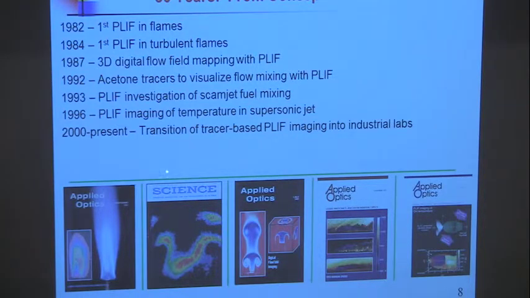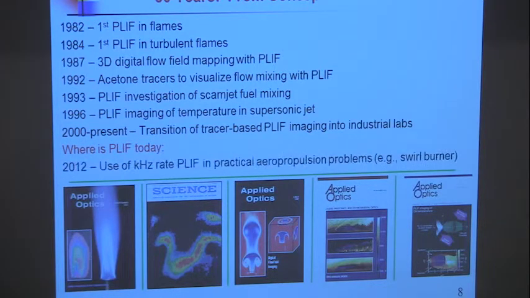What's happened since then is that we've seen a kind of explosion of people using PLIF, especially with tracers, to look at mixing of fuel jets in industrial laboratories. Where is it today? The real trend is to use really high-speed PLIF, kilohertz rate PLIF, so you can look at transients and dynamics of combustors, for example, swirl combustors. What's the problem? Well, you need a laser that can pulse at kilohertz rates, which means it's not the usual YAG laser.